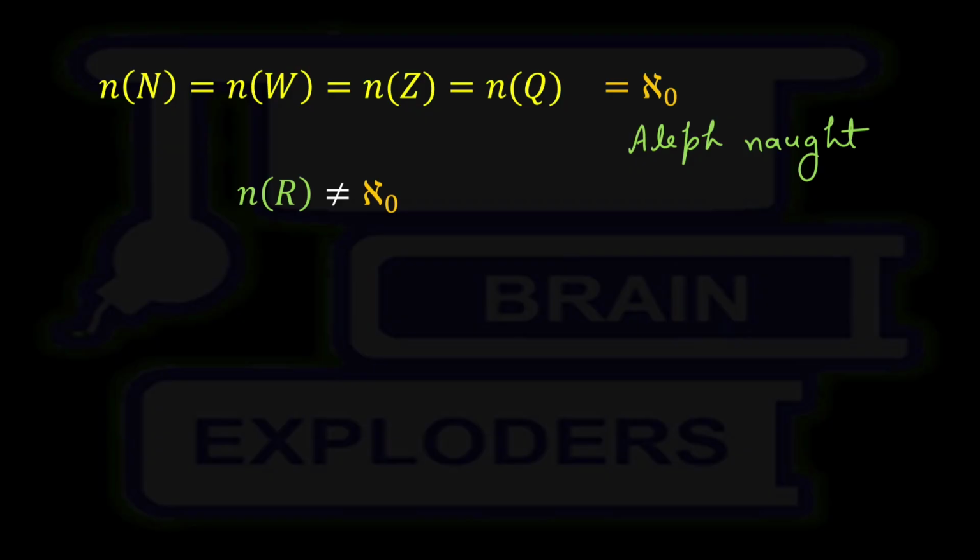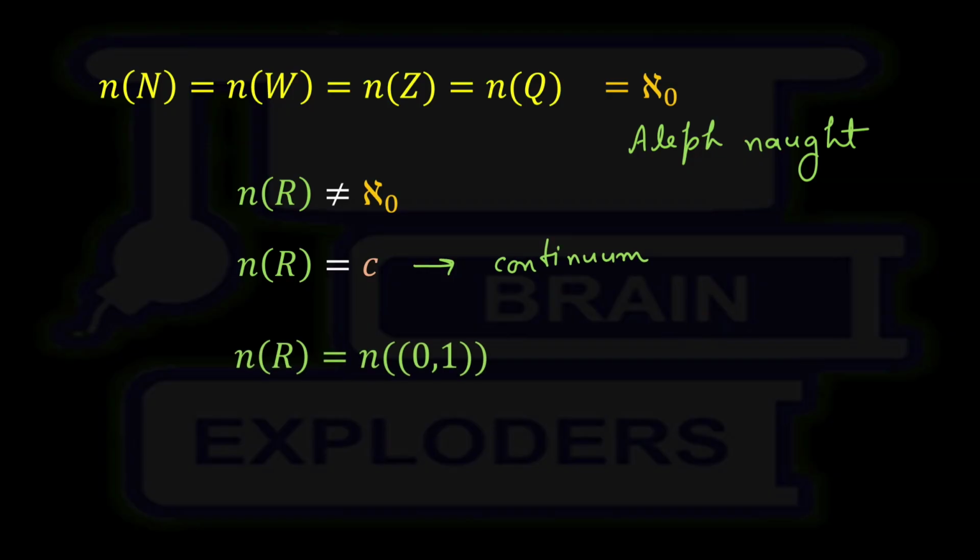Okay. The cardinality of real numbers is not the same as that of natural numbers. The cardinality of real numbers is represented with a different symbol. This is called continuum. And in the next video we will see that the cardinality of real numbers is the same as the cardinality of the interval 0, 1. It means on the real number line there are the same number of numbers as in the small interval 0, 1.